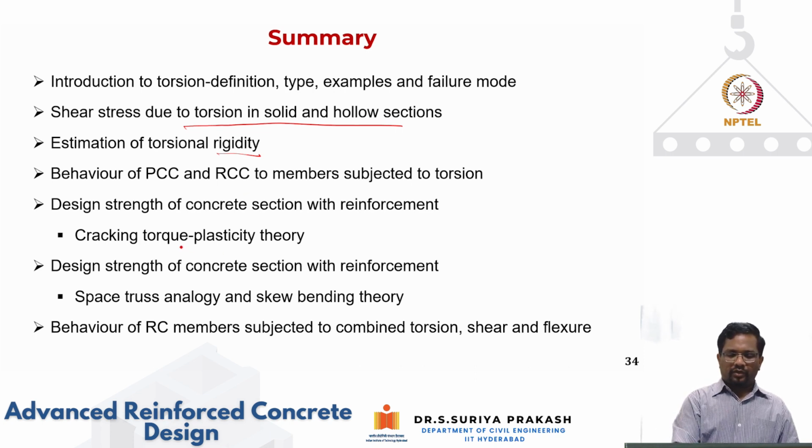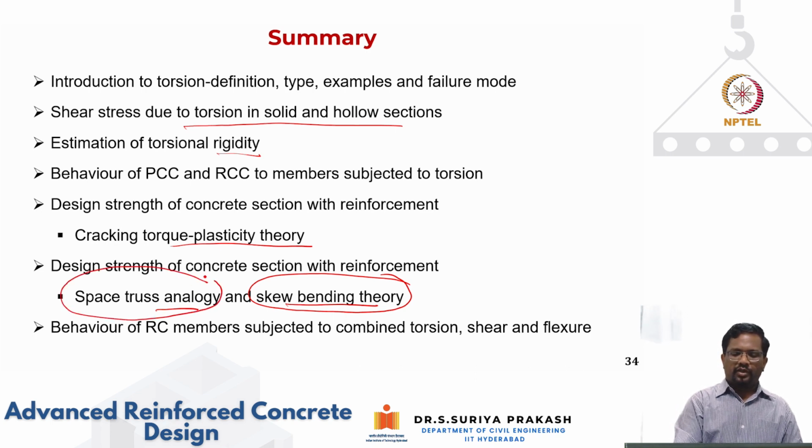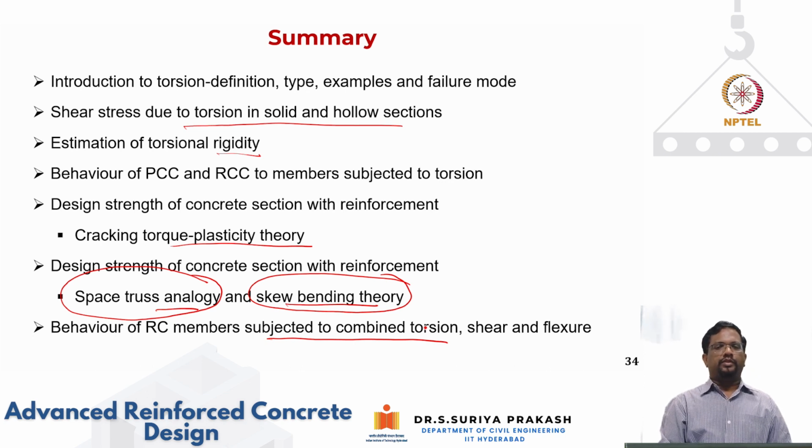And we also talked about how to calculate cracking torsion moment using plasticity theory, and then how to design a concrete section with reinforcement using space truss analogy and skew bending theory. In our IS 456, most of the provisions are from skew bending theory. However, other codes like the Eurocode or American code have switched to the space truss analogy and use it extensively. In this module, we discussed how the space truss analogy is a very elegant way of representing torsional behavior. And we also talked about the influence of torsion, shear, and flexure, and how the failure curves change when they act in combination.